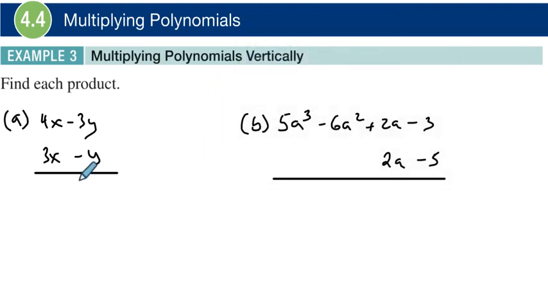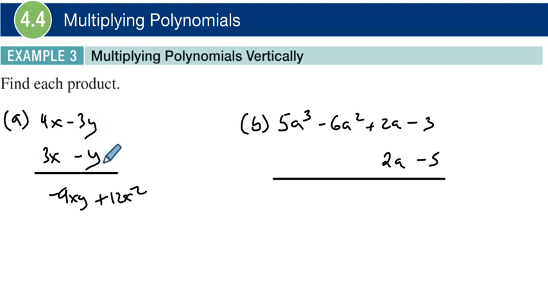Okay. All right, so here what we do is take one of the bottom terms. It doesn't matter which one you do first, but I'm going to take 3x first, and multiply it by every term on top. So I'm going to take my 3x and multiply it by a negative 3y, and that gives me a negative 9xy, right? Then I'm going to take my 3x again and multiply it by 4x, and I get 12x squared. Now we want to take our negative y and do the same thing.